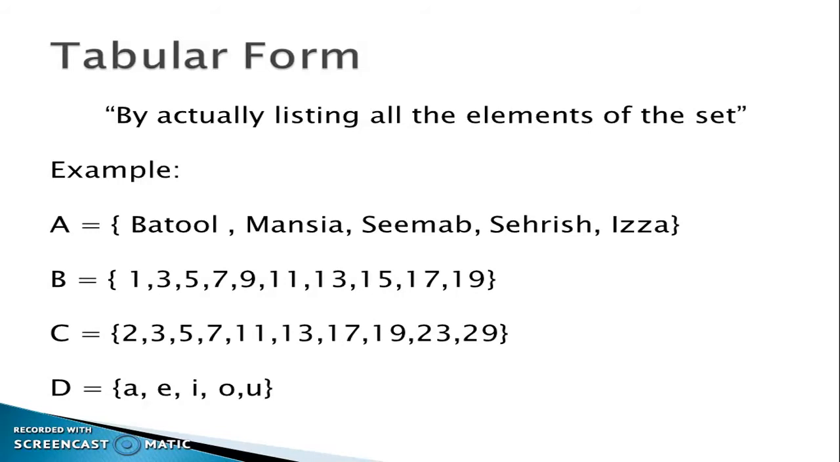And set C consists of 2, 3, 5, 7, 11, 13, 17, 19, 23 and 29. These are first 10 prime numbers. And set D consists of A, E, I, O, U, the set of vowels of the alphabets.